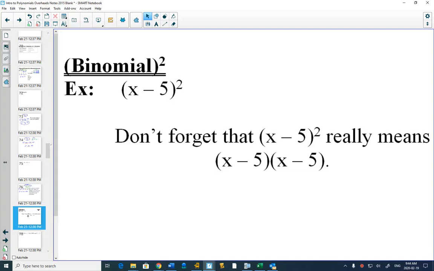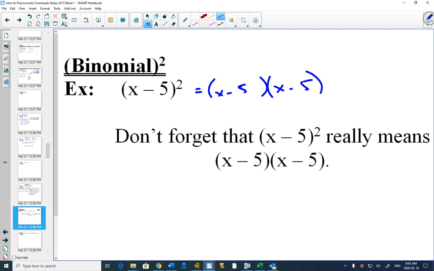If you have a binomial squared, like x minus 5 squared, we have to remember from our exponents unit what an exponent means. Whenever you have something squared, it really means repeated multiplication. It means the same thing multiplied by itself. So you'd have x minus 5 times x minus 5. Every time you have this question, you will rewrite it as x minus 5, x minus 5. That'll be step 1, just writing what the exponent means.